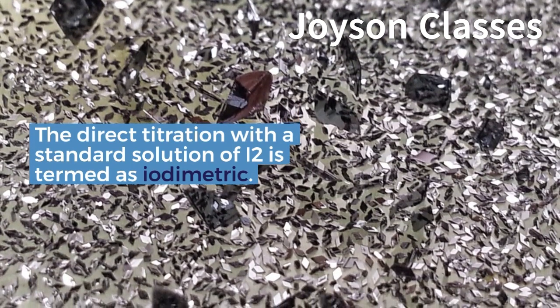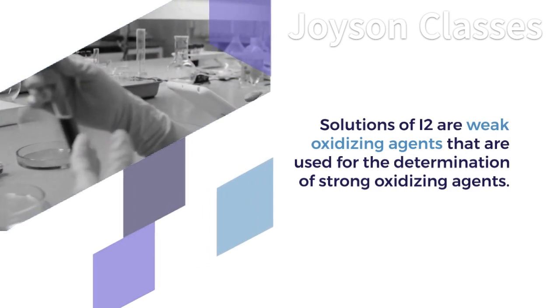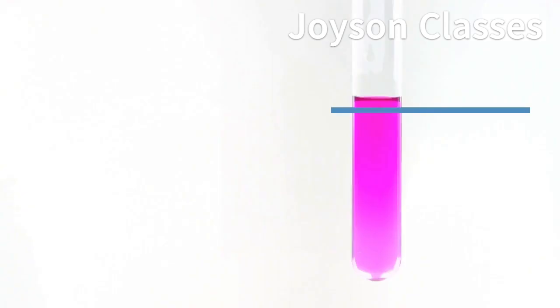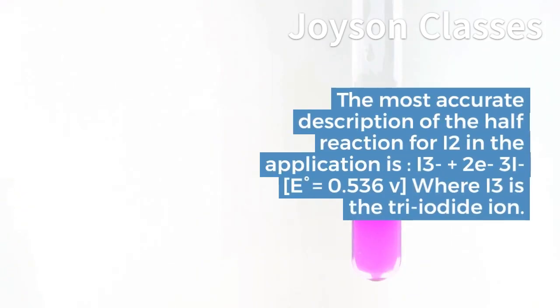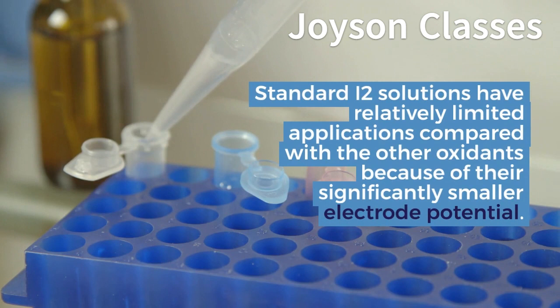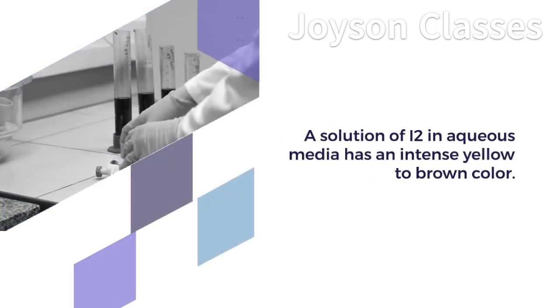Solutions of I2 are weak oxidizing agents that are used for the determination of strong reducing agents. The most accurate description of the half reaction for I2 in this application is I3- + 2e- → 3I-, E = 0.536 V, where I3- is the triiodide ion. Standard I2 solutions have relatively limited applications compared with other oxidants because of their significantly smaller electrode potential.